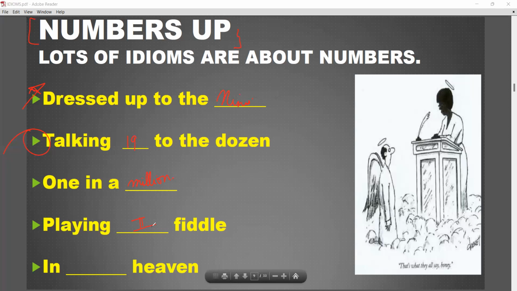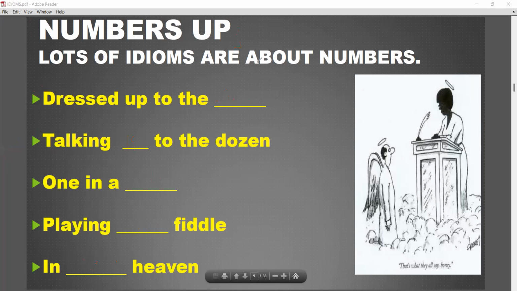In dash heaven, "aasman par, saatve aasman par." So in seventh heaven. Seventh heaven is actually a state of extreme joy, extreme happiness. So I will be in seventh heaven when I'm selected in the topmost college. So there are many idioms related to numbers, and we discussed some of them to give you food for thought.